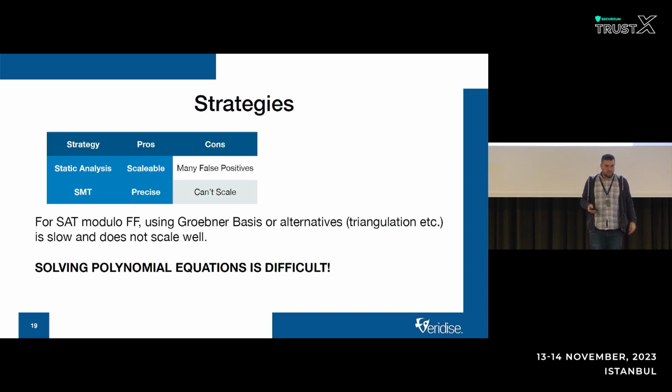And just to recap, I mentioned two strategies. There was a strategy of using static analysis. This is very scalable, right? But it has many false positives. SMT-based reasoning is much more precise, but it doesn't scale because at the end of the day, you have to solve polynomial equations, which boils down to finding some Gröbner basis or triangulation and so on, which are inherently difficult problems and they do not scale very well.